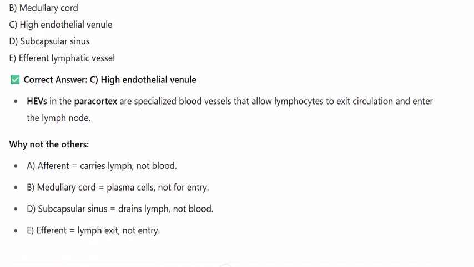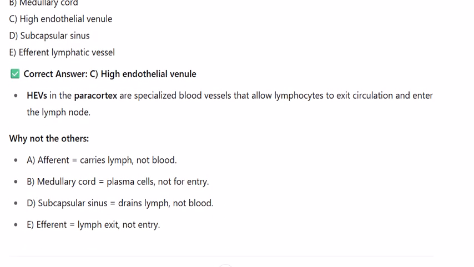Why not the others? A. Afferent equals carries lymph, not blood. B. Medullary cord equals plasma cells, not for entry. D. Subcapsular sinus drains lymph, not blood. E. Efferent equals lymph exit, not entry.